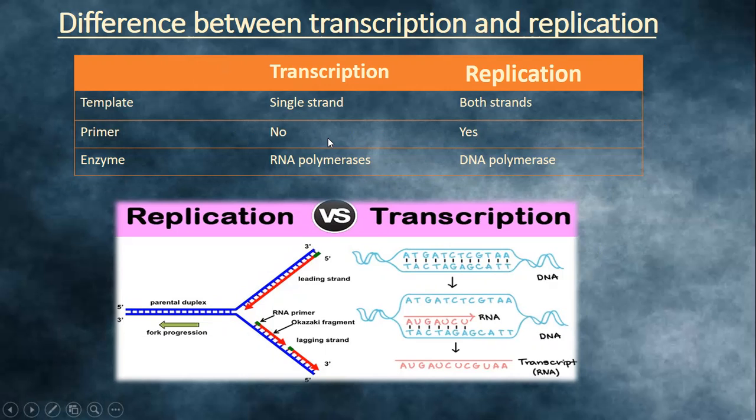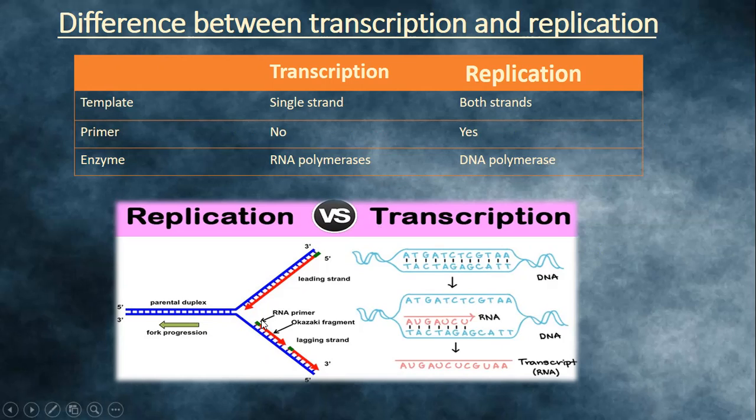In transcription, there is no need for a primer, but in replication, we need primers. In transcription, RNA polymerases are used as the enzyme, and DNA polymerases, helicases, and DNA ligases are used as enzymes in the replication process.